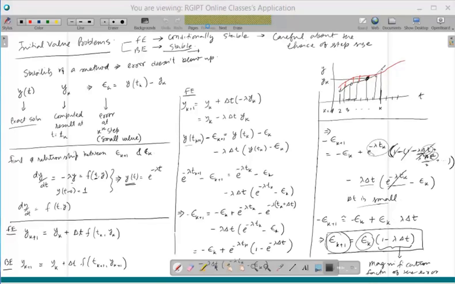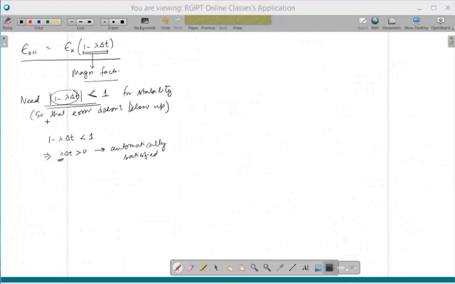But remember, it's a magnitude. So if this number is less than 0, you all know that mod x is x when x is positive, and mod x is minus x when x is negative. So that would lead to lambda delta t minus 1 should be less than or equal to 1. And that would give me lambda delta t is less than 2. And that would lead to the condition that delta t should be less than 2 by lambda.